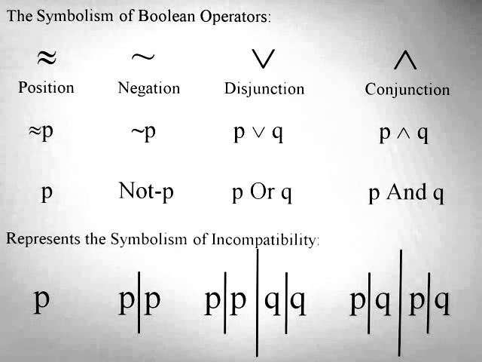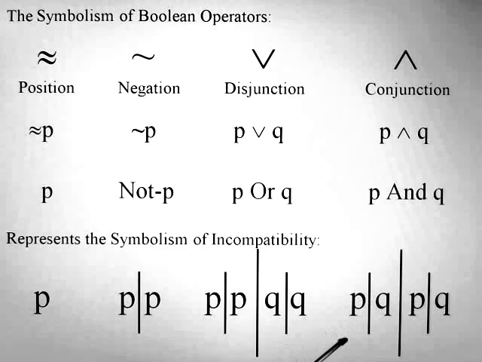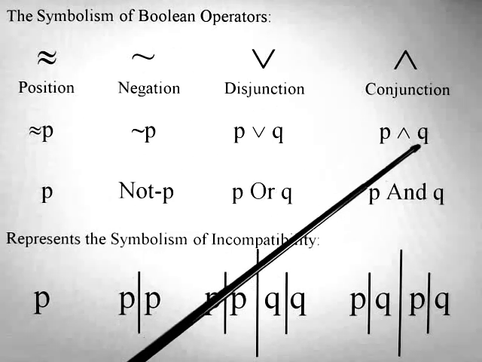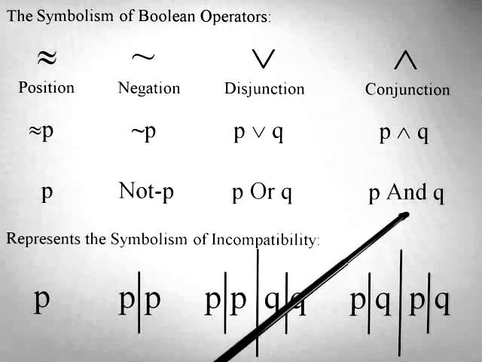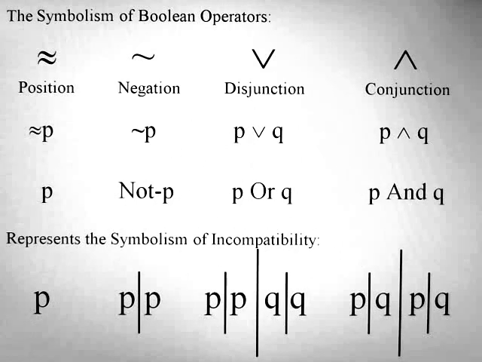Finally, for the conjunction operator, we say that P's incompatibility with Q is incompatible with itself. In other words, P cannot be incompatible with Q. Therefore, they must both be true. Okay? And so we will use the AND operator to represent that incompatibility situation in which both P and Q must be true.